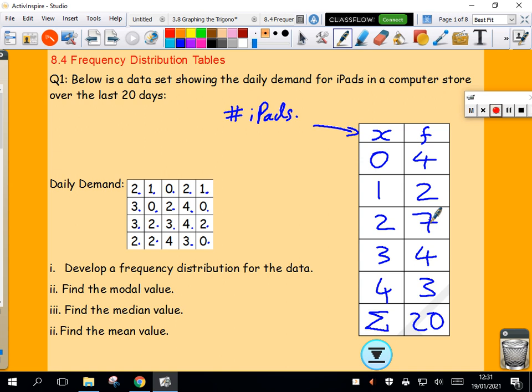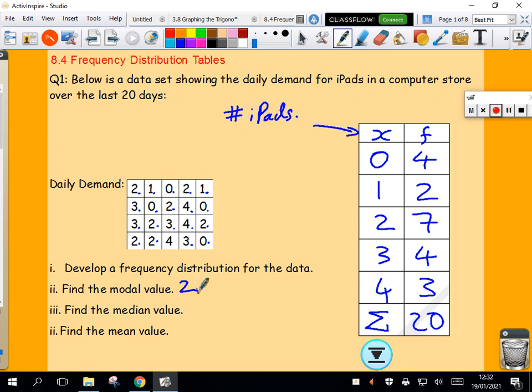I want to find the modal value. Remember we said before that the mode is the most frequently occurring one, the one with the highest frequency here. The modal value is, sorry, not 7, classic error. The highest frequency is 7, that is for the value 2. So the modal value is 2. It has a frequency of 7. That means 2 occurs 7 times in my big list.